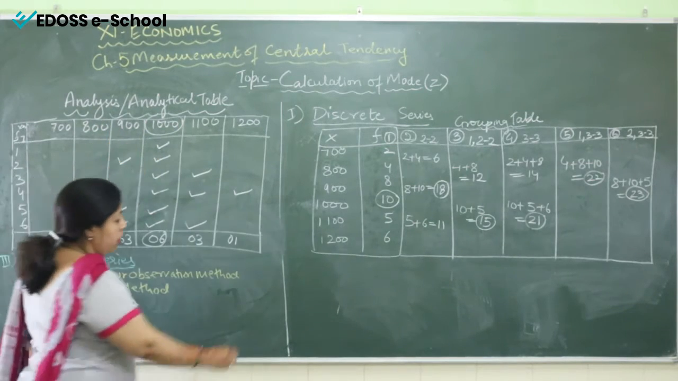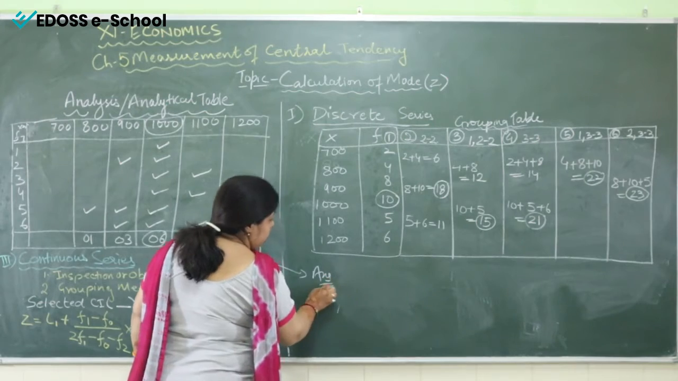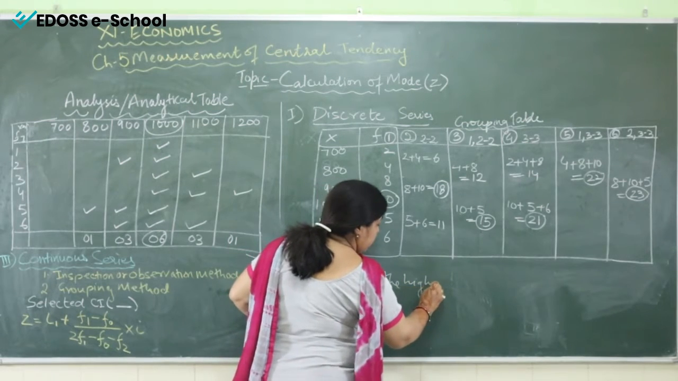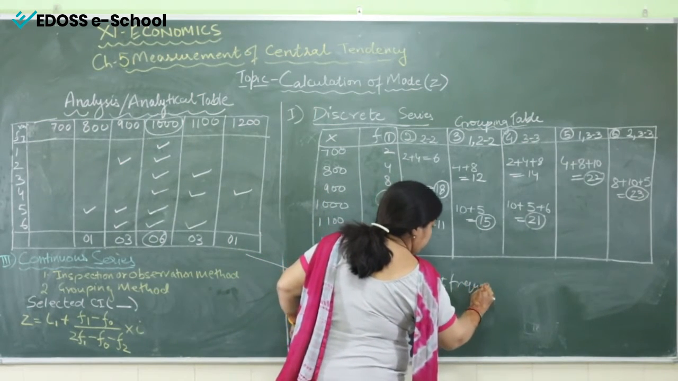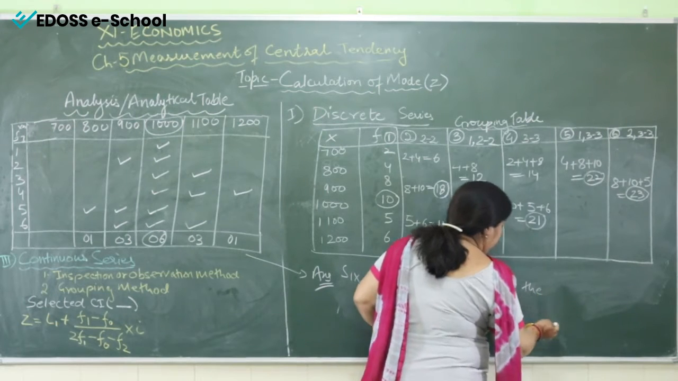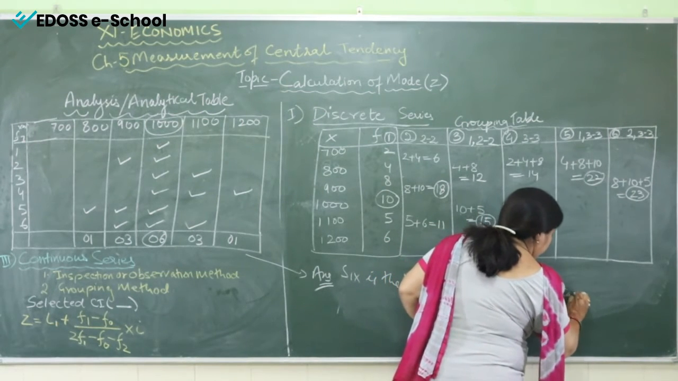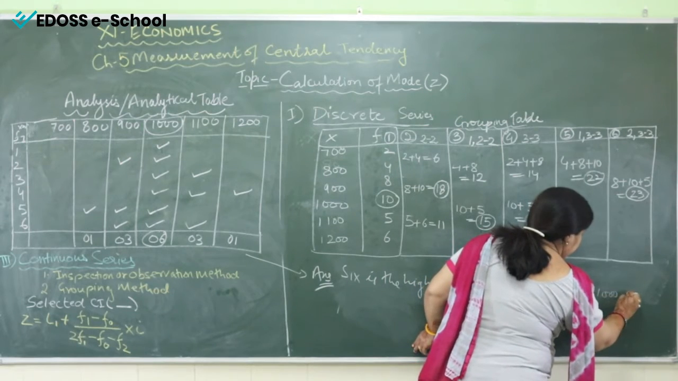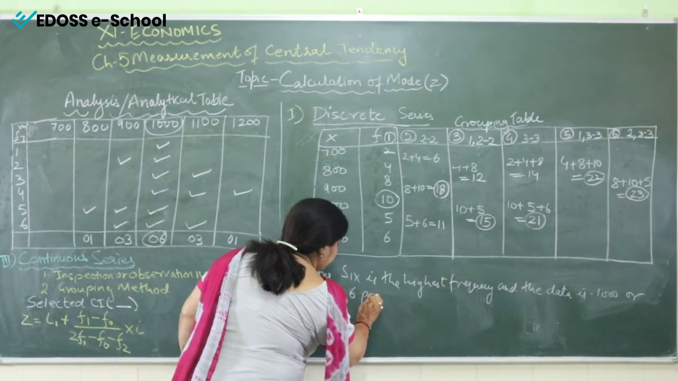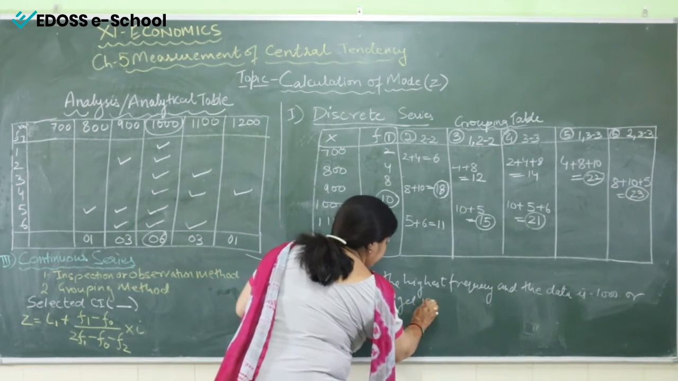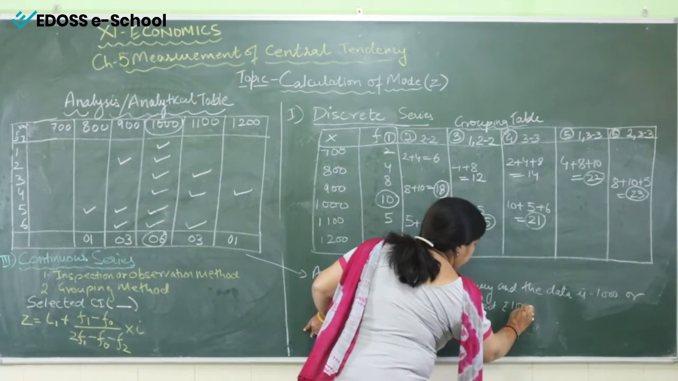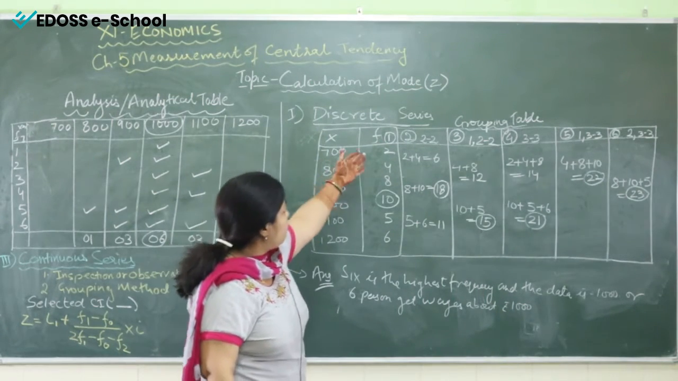So 1000 is mode. So after the analysis table, we write the answer. 6 is the highest frequency and the data is 1000, or we can say 6 persons get wages about rupees 1000. As you all know, this data was of wages and these were number of people.